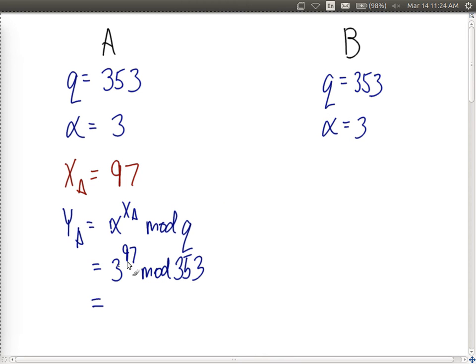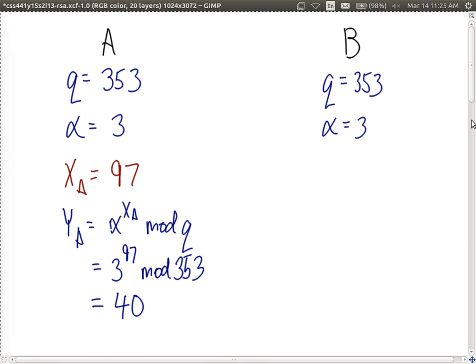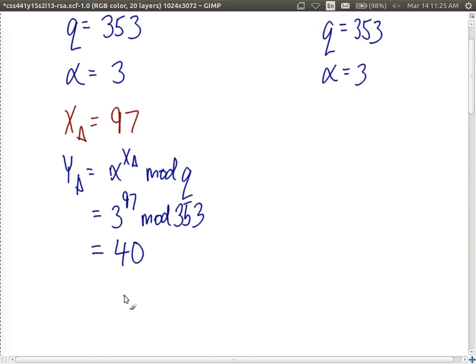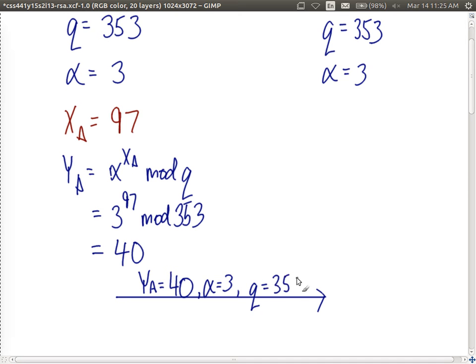That's your public value. Send it to B. In fact, here we could also send alpha and Q to B as well. If B didn't know them in advance, we could send a message containing the three values. They either agree in advance, or in the first message sent from A to B, it sends 40 as well as alpha and Q.